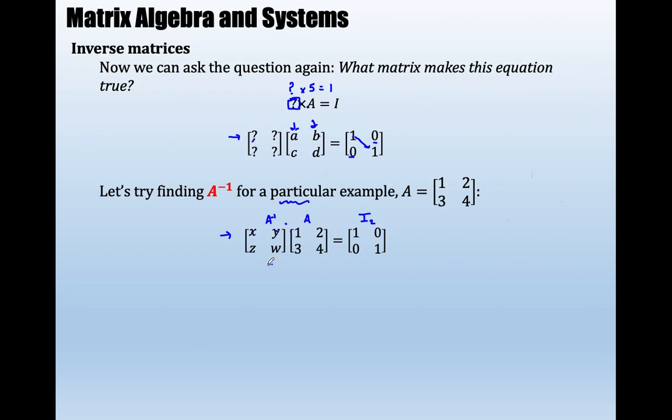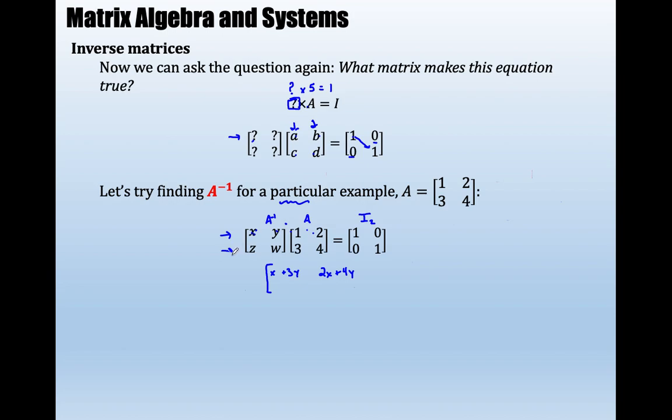So I'm going to multiply these, and I get x plus 3y. Then I'm going to multiply these two, right? 2x and 5y. I'm sorry, and 4y.